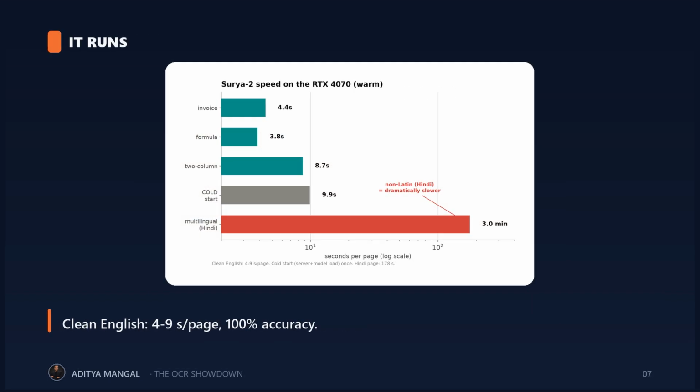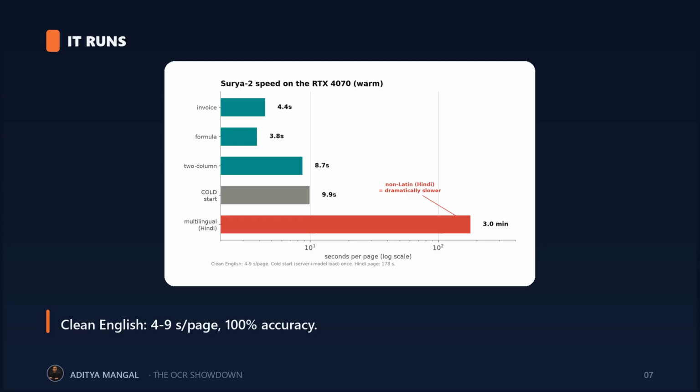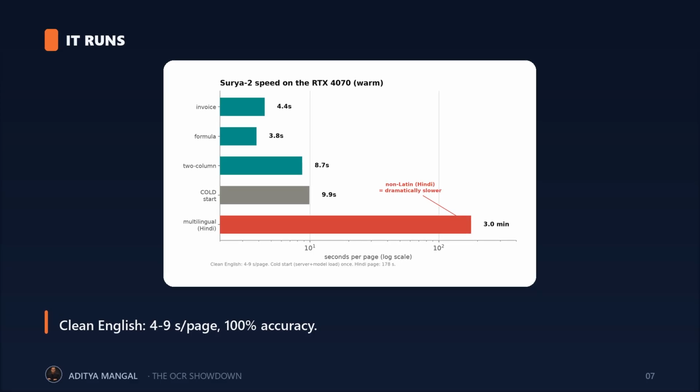Once it's running, the speed is good. Warm, Surya-2 processed a page in around 13.5 seconds on my card. Not the fastest engine in the series, but perfectly usable for real document volumes, especially given what you get back. The first page is slower because it includes spinning up the server and loading the GGUF, so measure warm throughput, not the cold start, when you plan capacity.